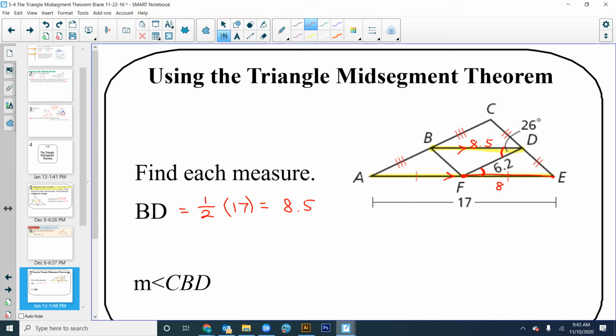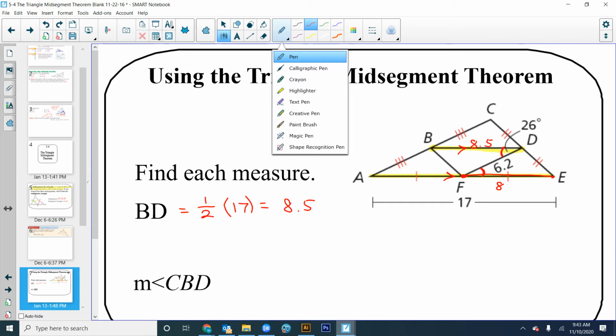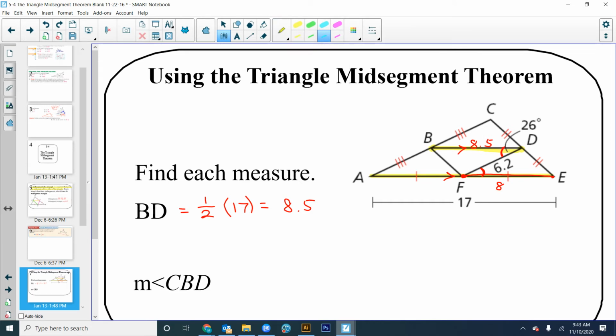Okay. Let's switch our eyes to a different mid-segment. I need you guys to focus here. It goes with this side of the triangle. Can you see it? What's their relationship? FD is half of AC, and they are also parallel.